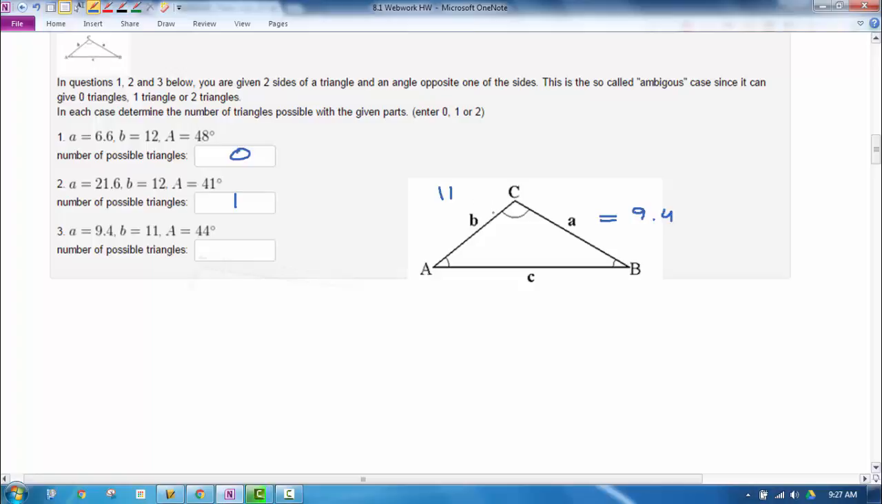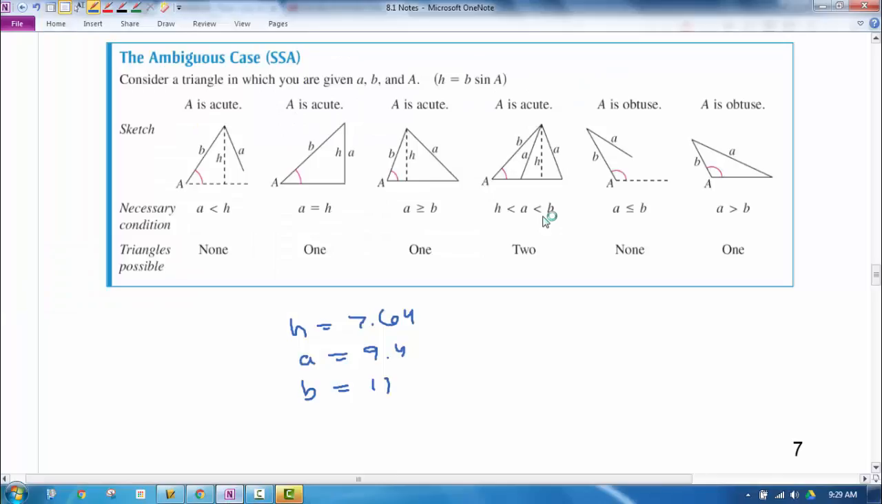So let me try to find the height again really quickly by doing the sine of 44 degrees equals opposite over hypotenuse, multiply both sides by 11, and the height is 7.64. So now we can compare again using H is 7.64 and A is 9.4 in the notes. So we're looking at this situation right here because H is smaller than both A and B, the height. So it turns out we can make two triangles.